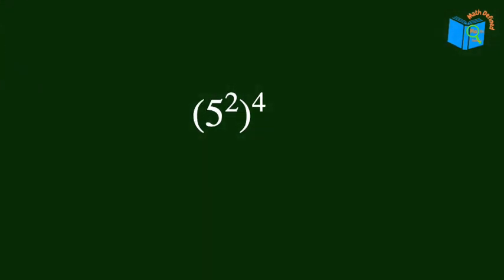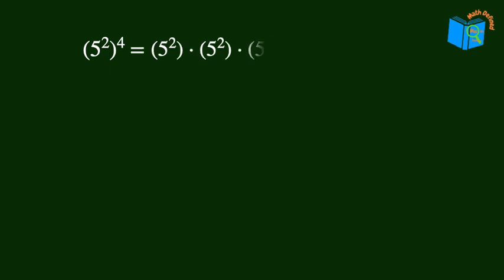Here we have 5 squared raised to the 4th power. We essentially have a power being raised to a power. What do you think will happen with the exponents here? Since the parentheses is between the 5 squared and the exponent of 4, everything inside the parentheses is the base. So let's write this out in expanded form. We have 5 squared multiplied to itself 4 times. Then we can simplify 5 squared by writing it out in expanded form.